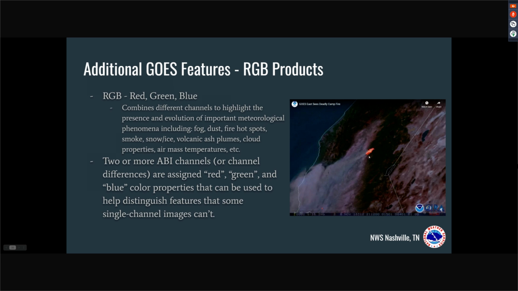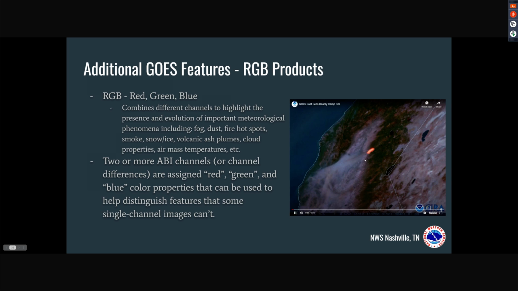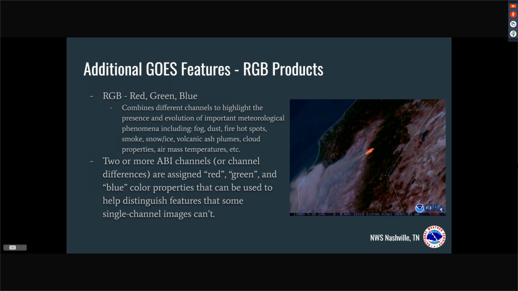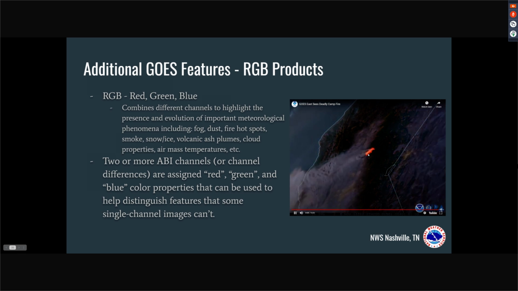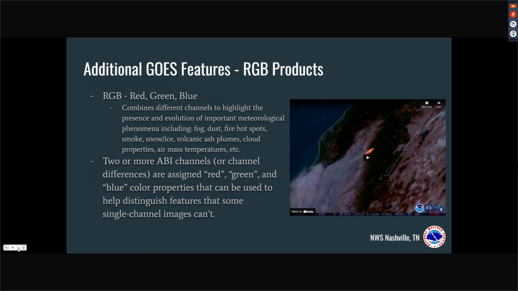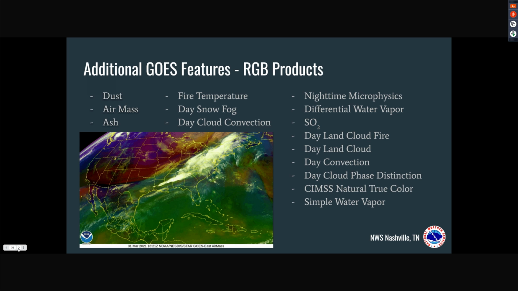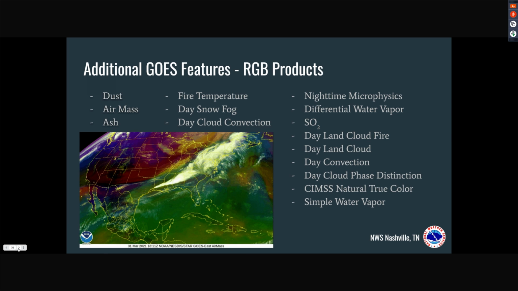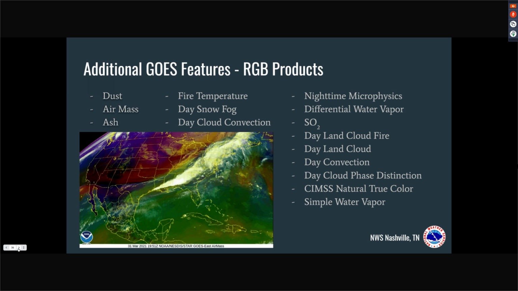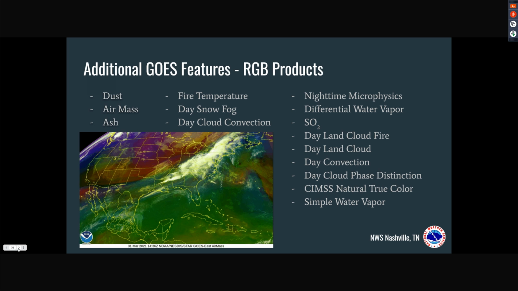So this is actually GOES East viewing a fire that was in California. If we looked at the visible spectrum, we wouldn't necessarily see this. But being able to utilize RGB, we're able to clearly see where this fire is located. Just all the different RGB products, I wish I could cover them all today. I'll go over a few so you guys can see a little bit more.